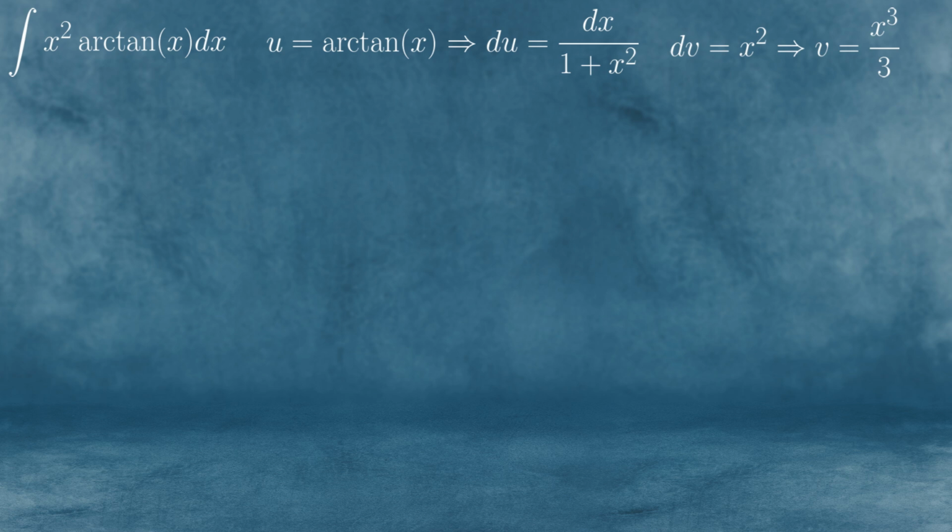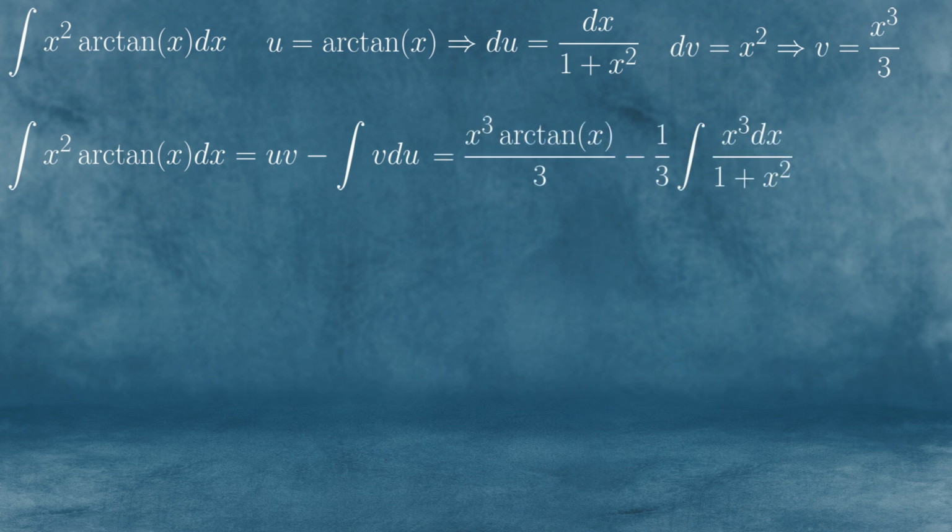Now, remember that the original integral will be equal to u times v minus the integral of v du. So, if we do the substitution, we get that this integral is equal to x cubed times arctangent of x divided by 3 minus a third of the integral of x cubed dx divided by 1 plus x squared. So, for solving the whole integral, we need to know what a third of the integral of x cubed dx divided by 1 plus x squared is.